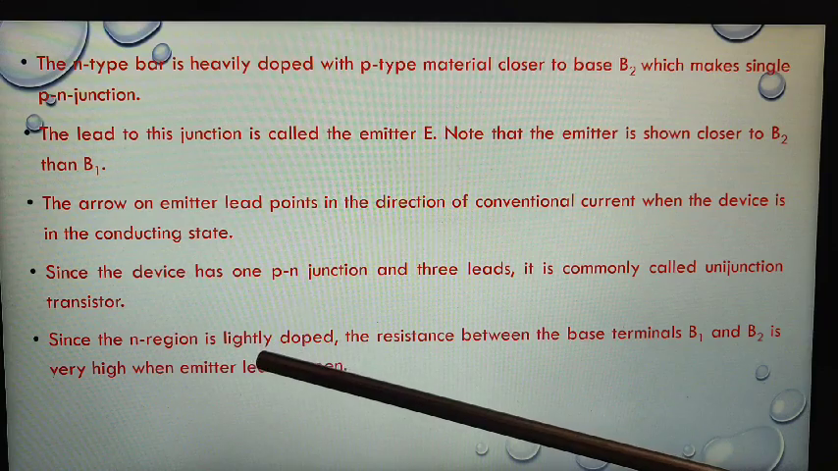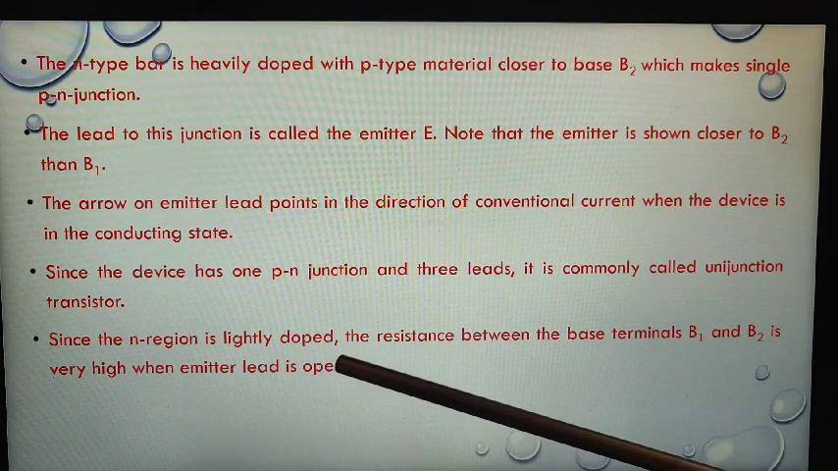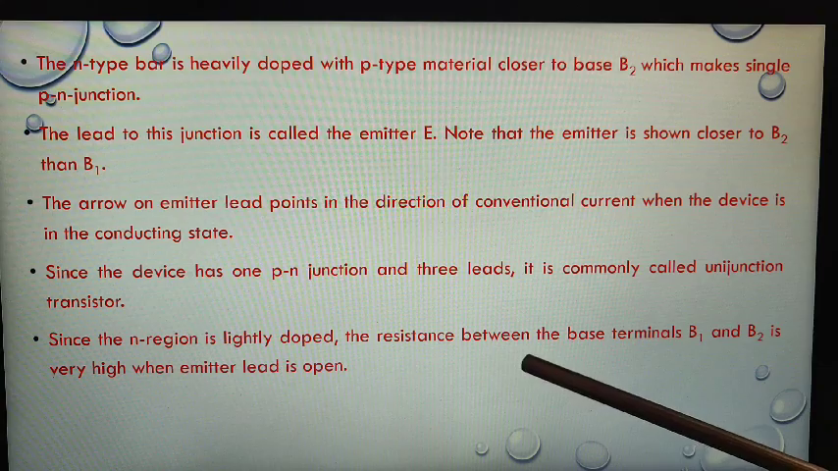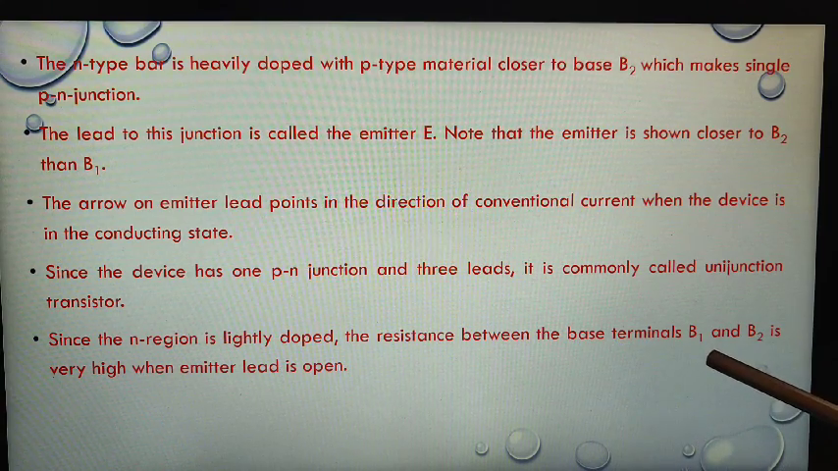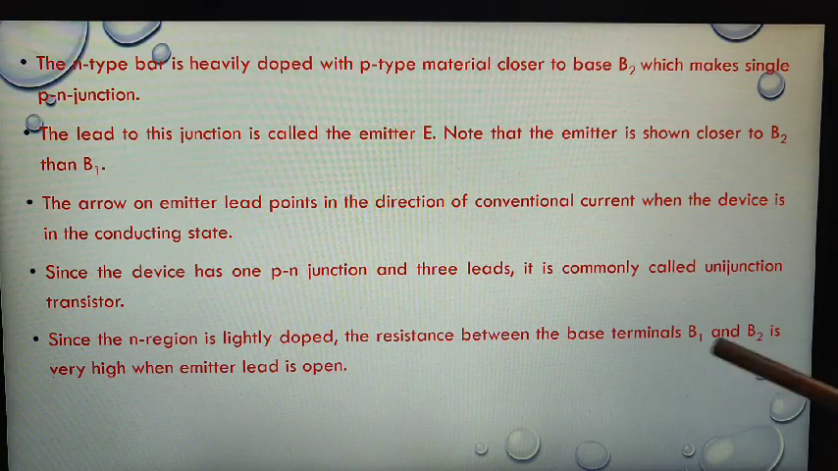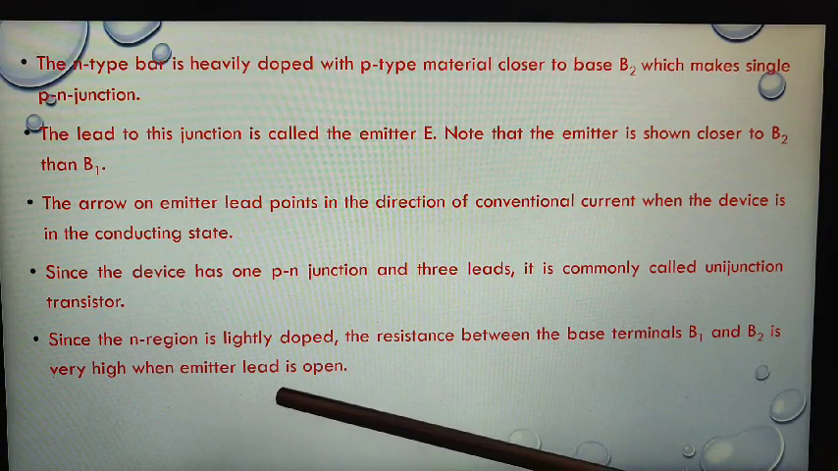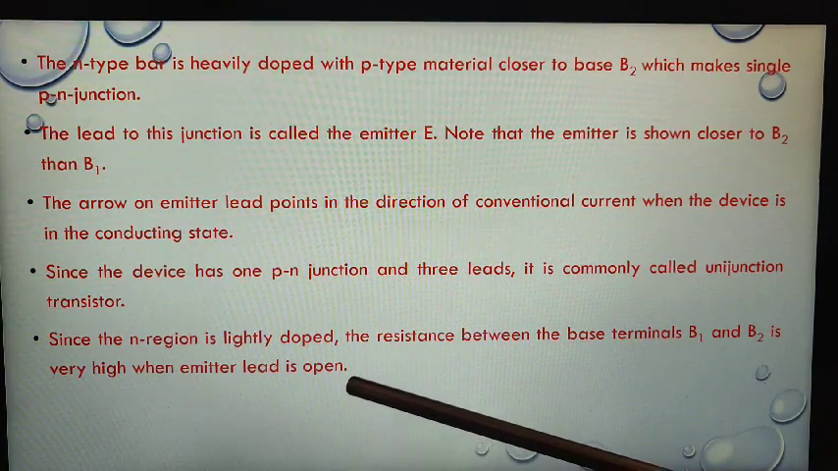Since the N region is lightly doped, the resistance between the base terminals B1 and B2 is very high when the emitter lead is open.